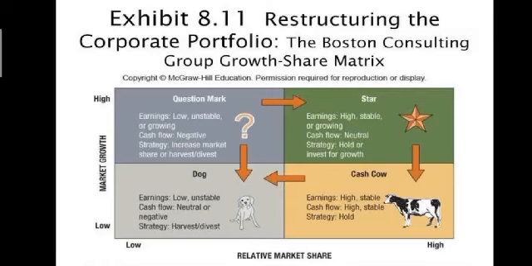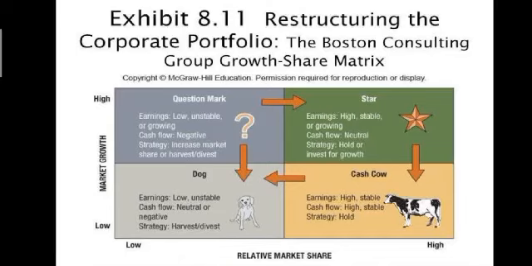As you can see in the box, there are four signs. First one is question mark, second one is star, third one is dog, and the fourth one is cash cow. Each of the four quadrants represents a specific combination of relative market share and growth. The first one is low growth, high share. Companies should milk this cash cow for cash to reinvest. The second one is high growth, high share. Companies should significantly invest in these stars as they have high future potential.